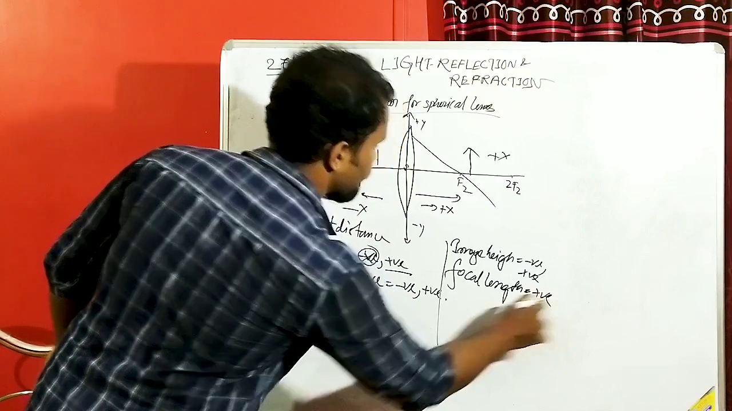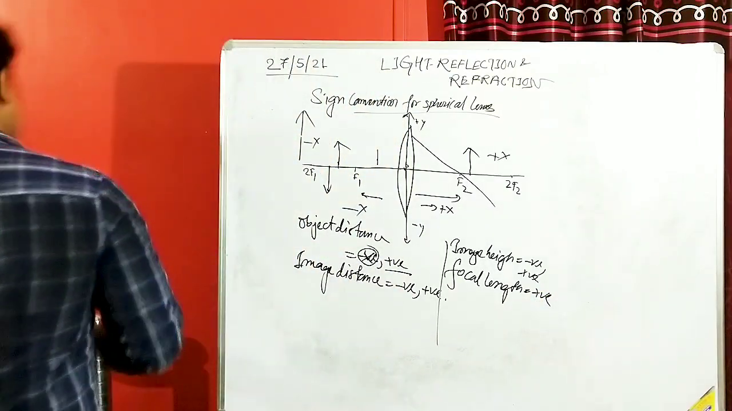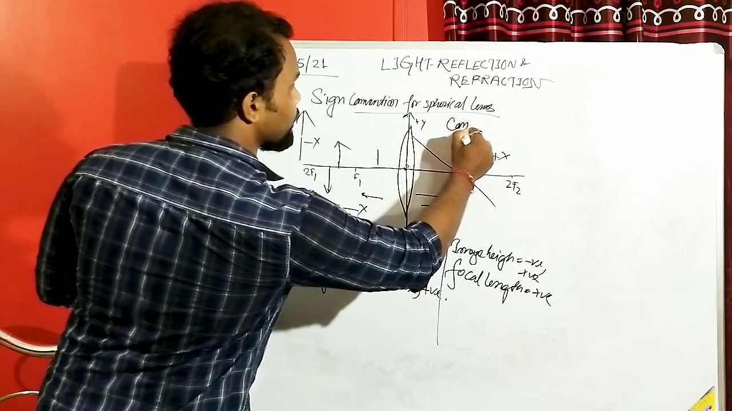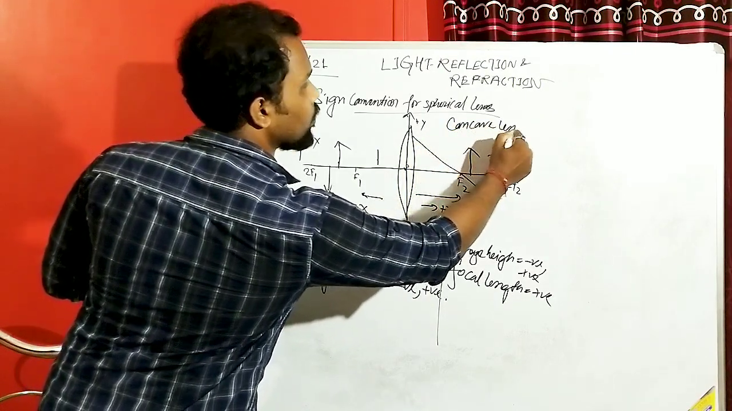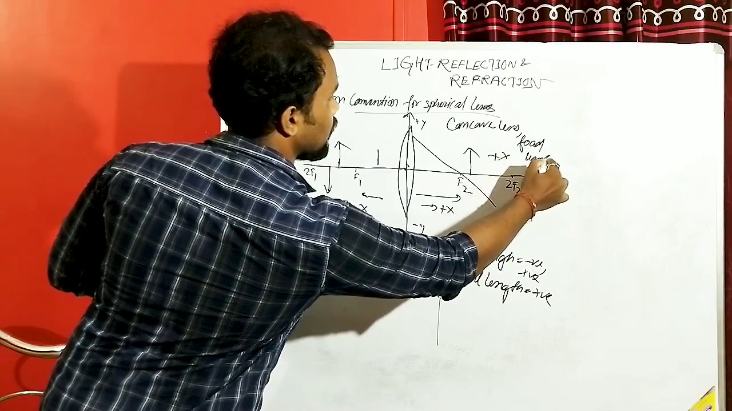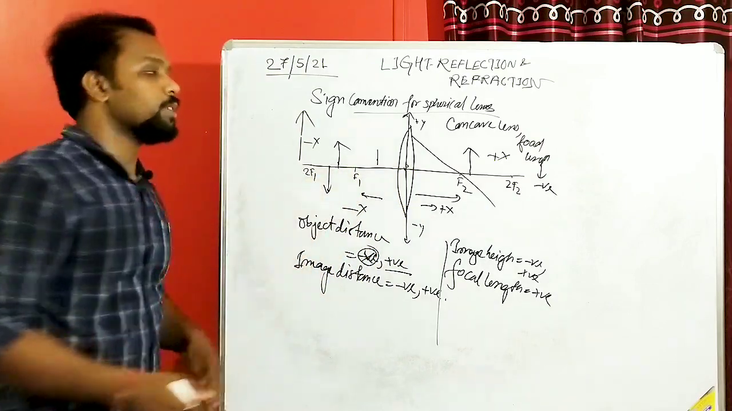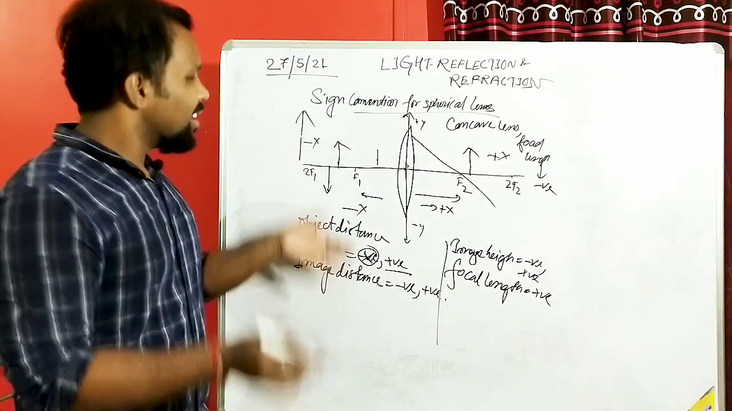the focal length is always positive. But for a concave lens, just let me erase this part, the focal length is negative because it forms in the left side direction of the lens. That's why it is simple.